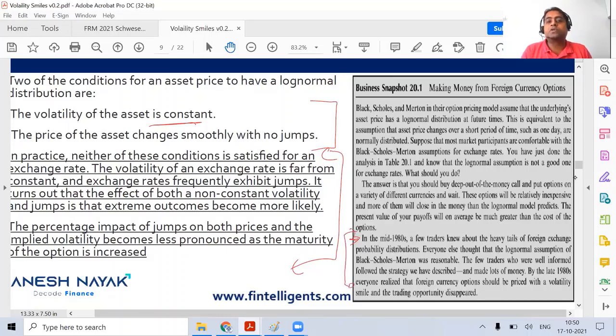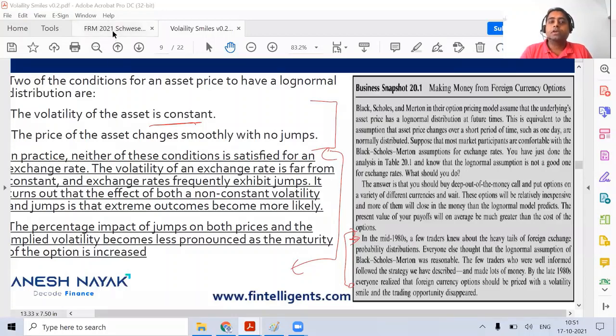And then the market participants also realized that we cannot use the log normal assumption for the foreign market product or FX product, foreign exchange product. They started using the implied distribution and this opportunity disappeared. So read that entire business snapshot and give me a quick confirmation. These are the two things which are connected to your foreign exchange part. I'm assuming everybody is with me till here.